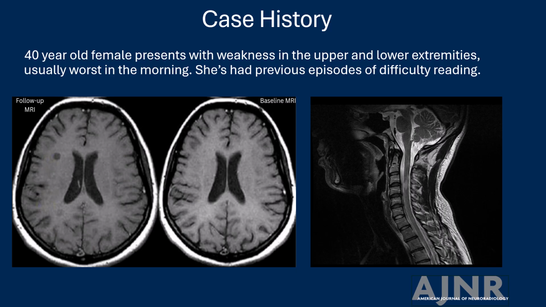When we take a look at the T1 images, we quickly see a lesion in the follow-up scan demonstrating low intensity. Here we see it compared to the baseline. And when we take a look at the sagittal spine, we see a slightly hyperintense lesion at the 2nd and 3rd vertebrae. Now, we already know that the patient previously has had difficulty reading, so this probably should give us a suspicion of what we could be dealing with.